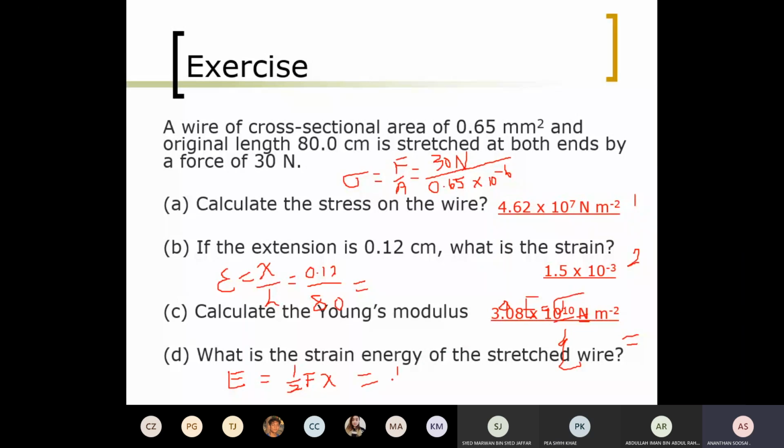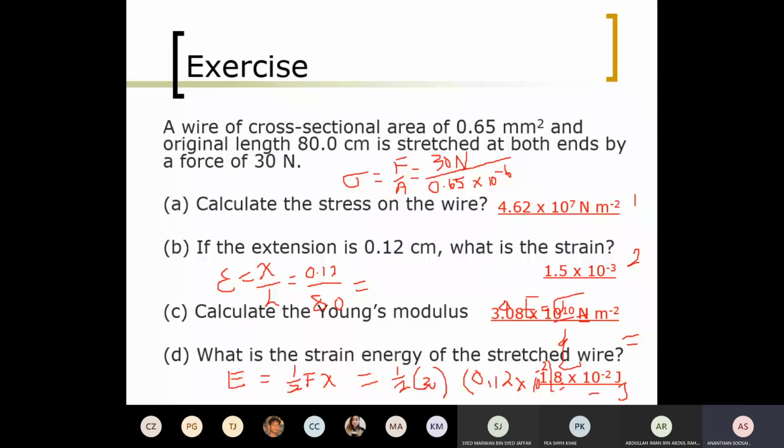So it should be half times F is what? F is 30 Newton. So direct substitution, 30 times X. How much is X? 0.12. But for 0.12, make sure of the unit conversion, times 10 to the power of -2. So you get the answer in joule. So half times 30 times 0.12, the extension. So you should get 1.8 times 10 to the power of -2.